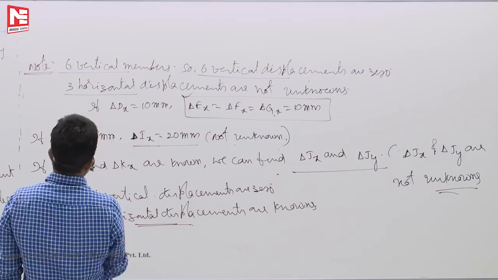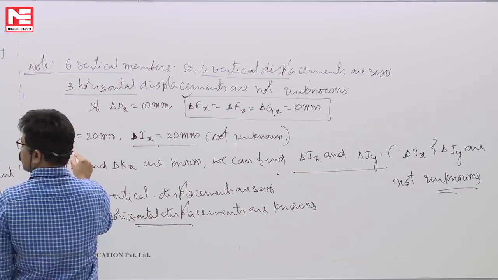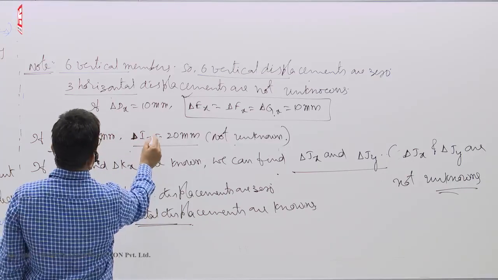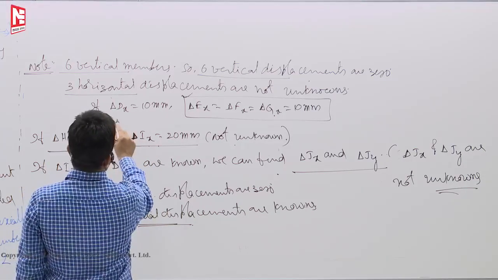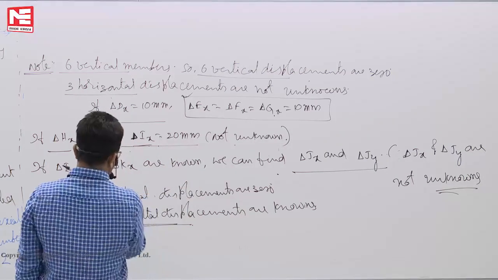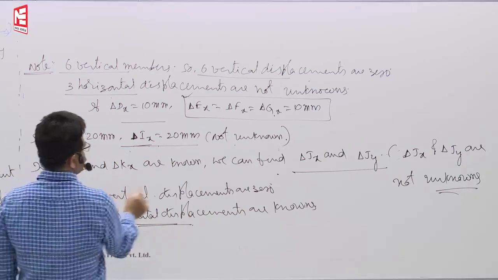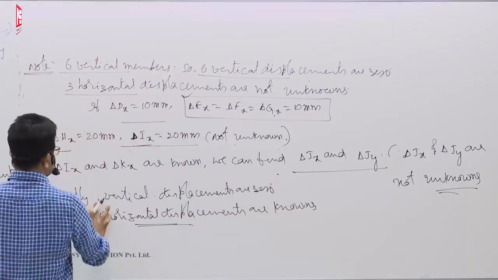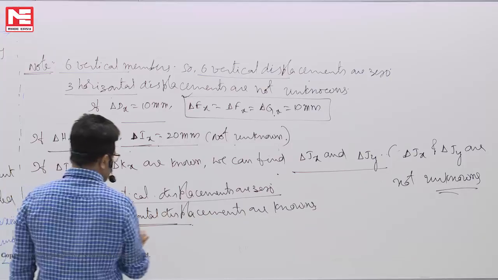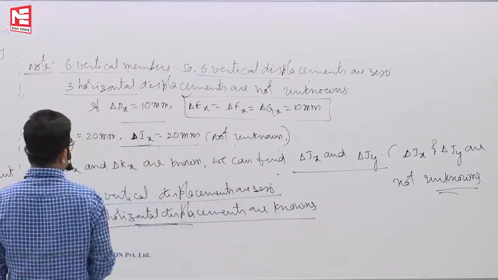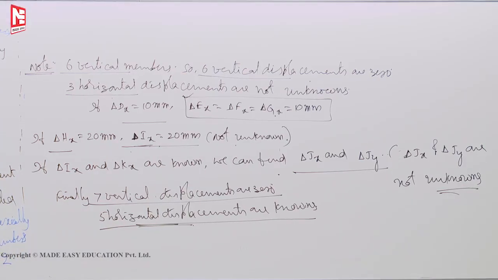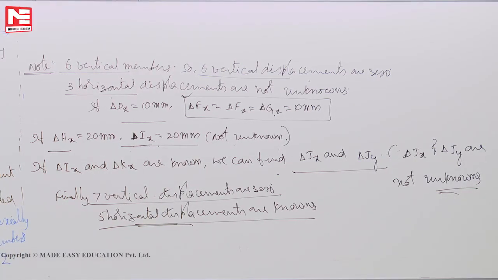Then what else is left out? Delta hx is known. Delta ix is also known. This is 6. This is 3. Here 4, 5. One vertical displacement, that means 6 is not that, 7. Total 7 vertical displacements are 0. 5 horizontal displacements are known. 7 plus 5, 12. Like that. What they are, now I have explained.